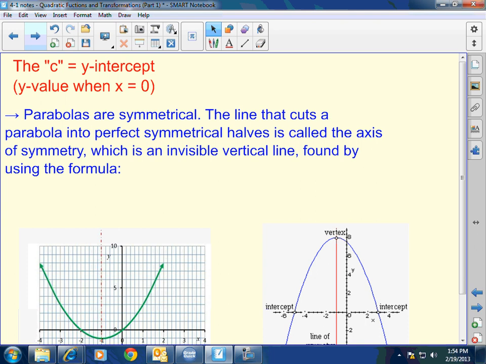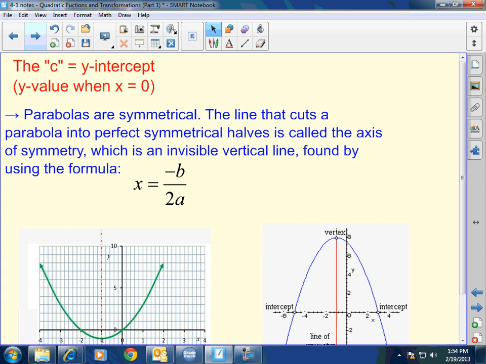You put a straight ruler right in between your eyes and it goes down and it cuts your nose in half as well. It's cutting your face in equal halves. If you were to flatten out your face and go around that axis, it would be symmetrical as well. So the line that cuts a parabola into these perfect symmetrical halves is called the axis of symmetry, which is an invisible vertical line. And it is found by using the formula x equals negative b over 2a.